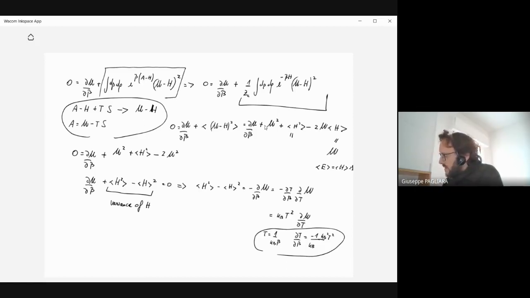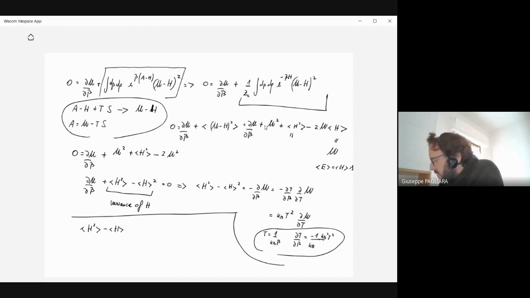And so now let me collect this result here. So I have that h squared average minus average of h squared is equal to kb t squared times CV, where CV is the derivative of U with respect to temperature, and this is the heat capacity.